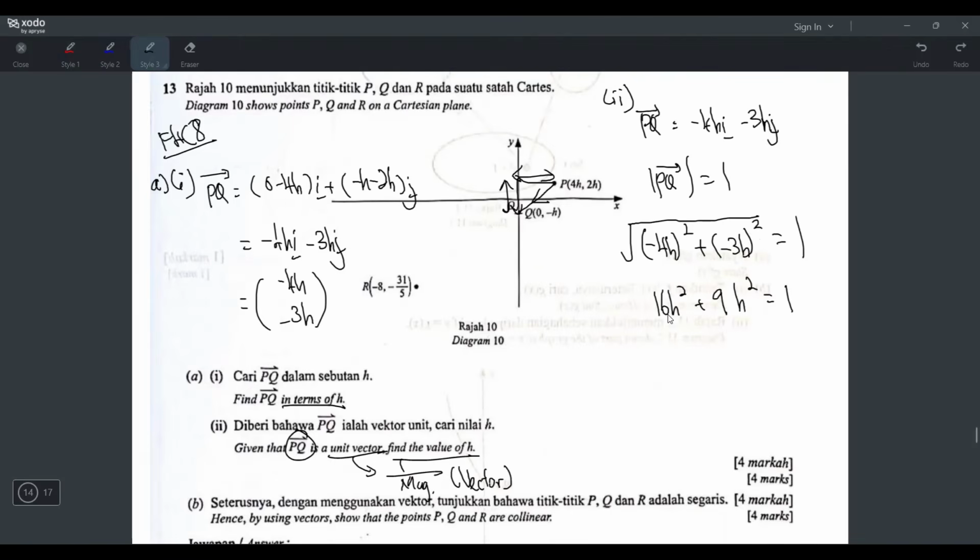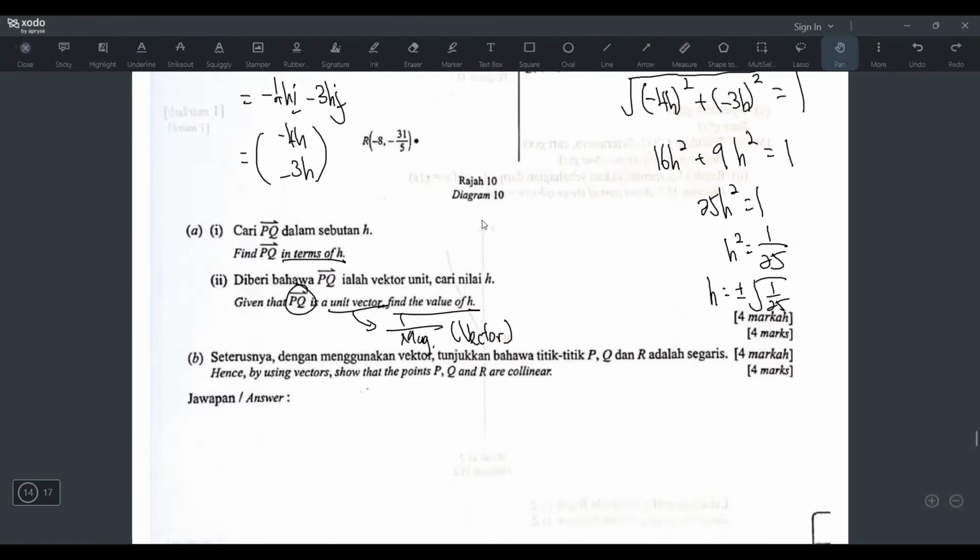H square is just h square. 16h square plus 9h square, 25h square equals 1. Now you get h square equals 1 over 25. But when you find h, you have to change the square into square root. And when you square root, you need to know there's a plus minus sign, because there are two answers. Okay, what is square root of 1 over 25?